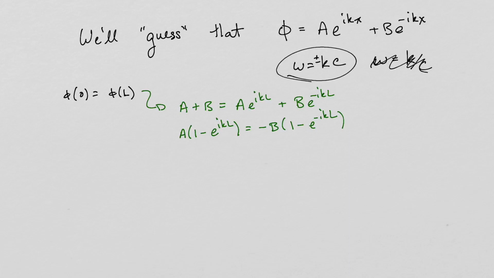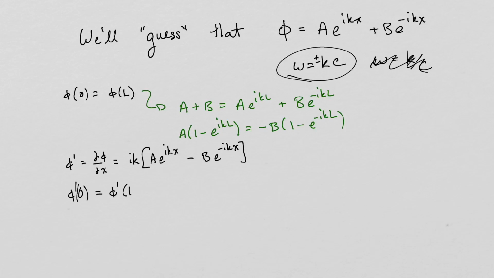Okay, to do the derivatives, it helps me to just take the derivative of this function quickly so that I know exactly what I'm plugging in, right? And so this is ik times a e to the i k x. I'm not evaluating it anywhere, I'm just taking the derivative. The second term, when I take the derivative with respect to x, is going to bring out a minus ik, but I'm going to factor one of those out, so it's going to be minus b e to the minus i k x, okay? So now phi prime of 0 is equal to phi prime of L.